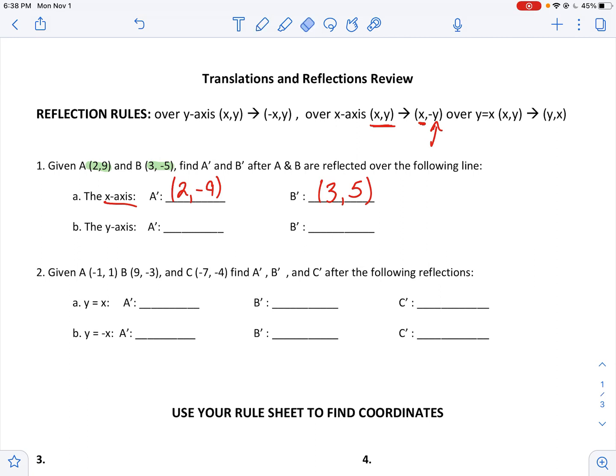All right, our rule for flipping or reflecting over the y-axis, here's the y-axis, it's the opposite of x, comma y. I'll give you a couple minutes to see if you can get A prime and B prime. I'd like you to pause the video and then unpause when you're finished to check your work.